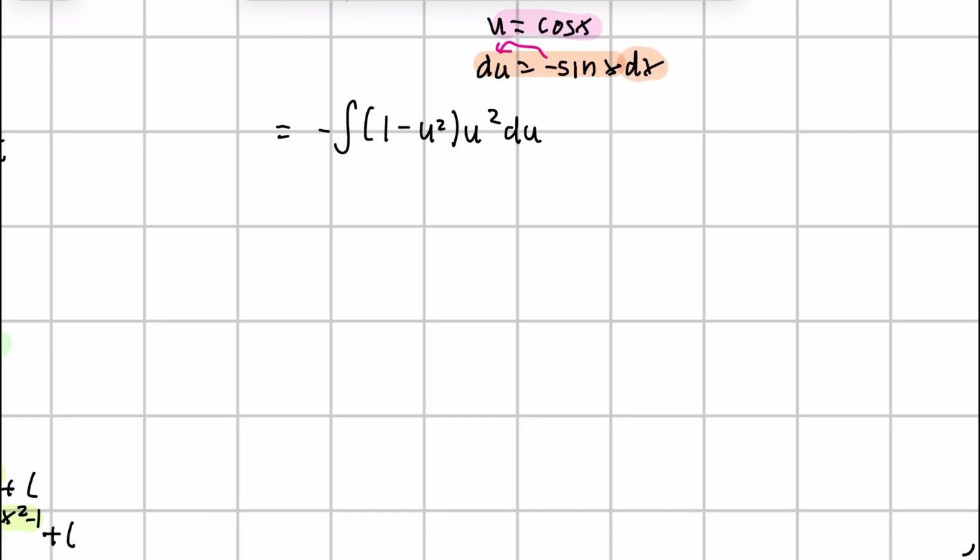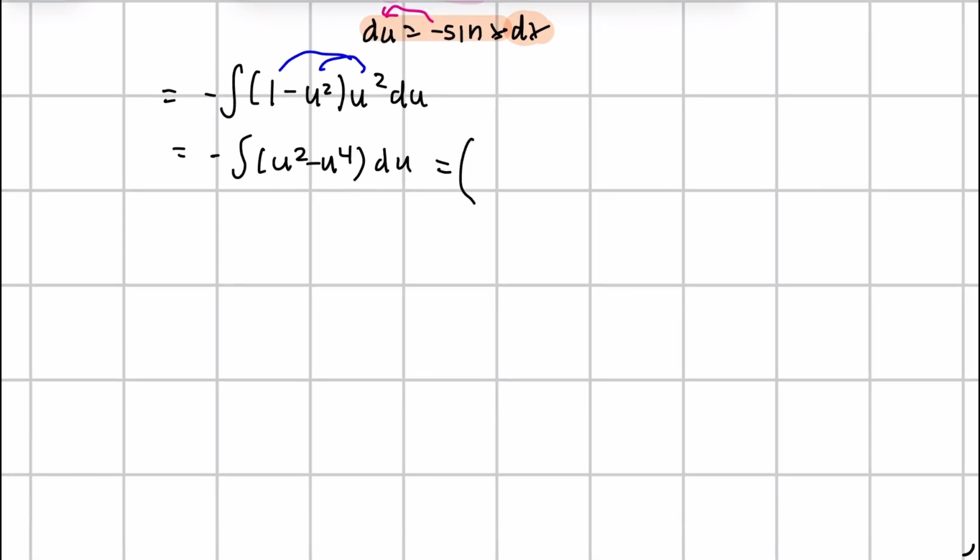So now we can write negative integral. We can distribute this u squared to each. We have u squared minus u to the power of 4 times du. And then we're just going to use our power rule, right? We still have negative on the outside, and we're going to use the power rule on each of these separately. So then we move the 2, so no, we don't move the 2. You're going to have u to the power of 3, right? And then over 3. You're going to add 1 to each of those. 2 plus 1 is going to be 3. And then you're going to have u to the power of 5, because 4 plus 1 is equal to 5. Divide that by 5, and then you're going to add c.